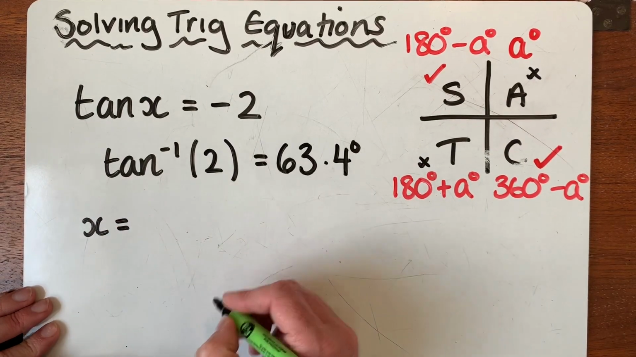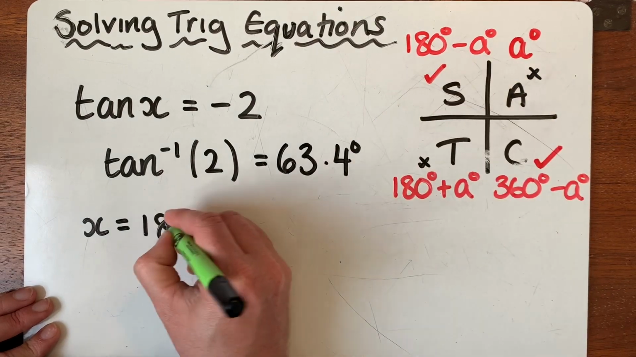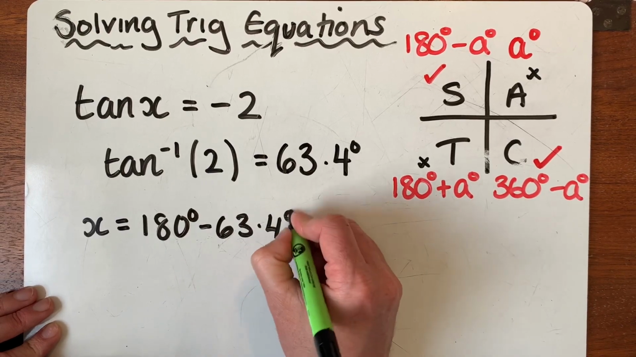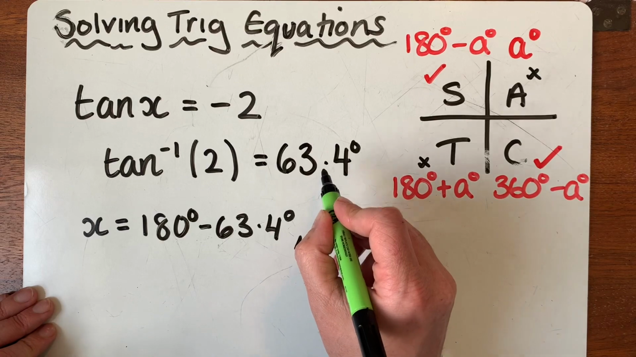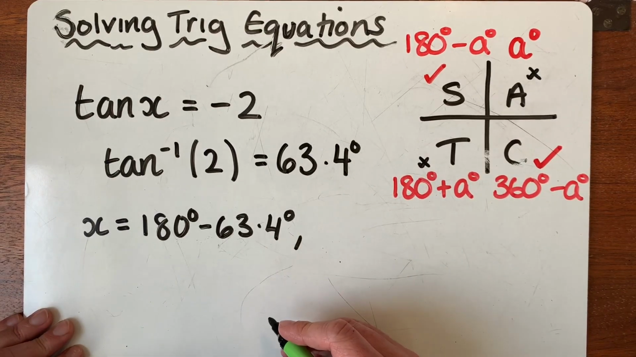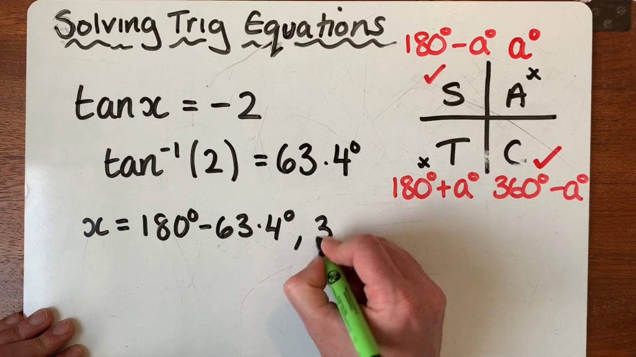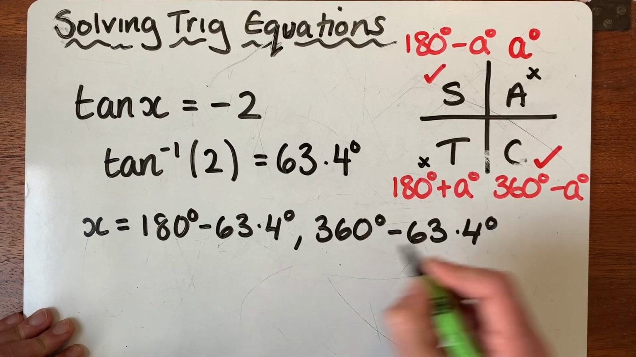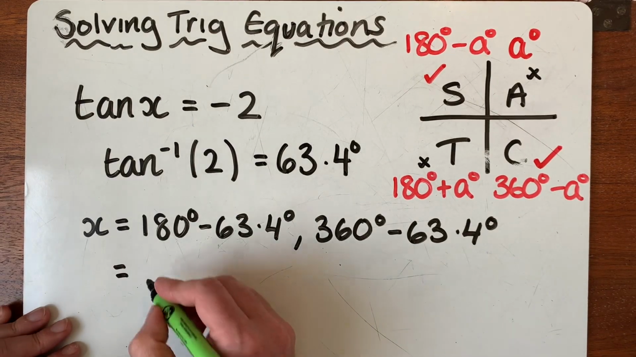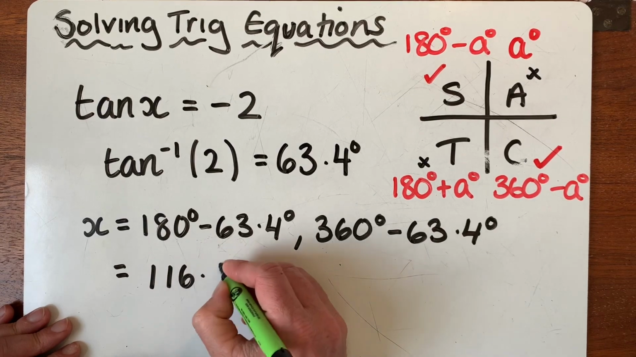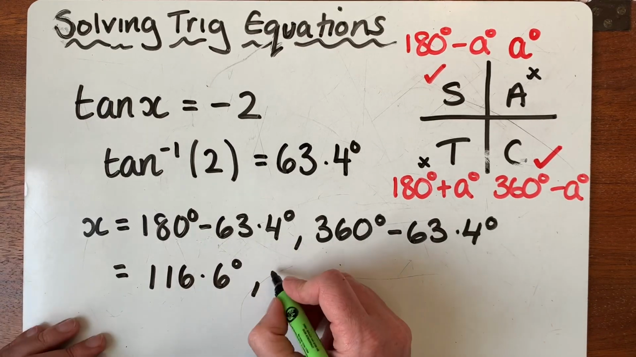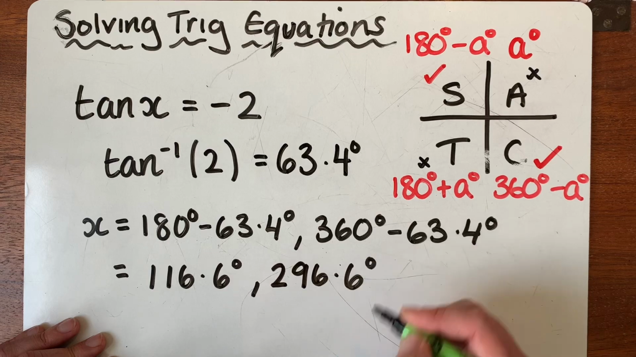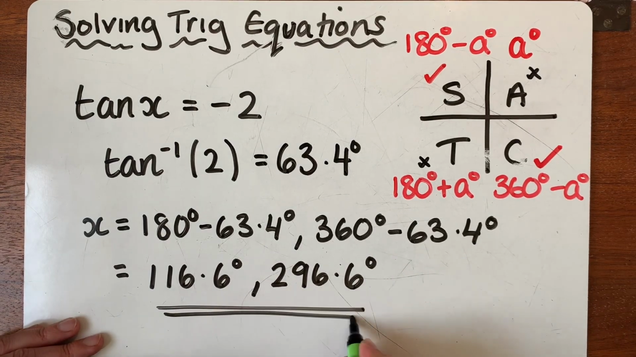So my answers are going to be 180 degrees minus this value that I got on my calculator, 63.4 degrees. So whilst this isn't one of the answers, it's absolutely crucial to help me find the answers. The other solution I want is in the fourth quadrant, and you can see the little rule there, 360 minus this 63.4 degrees. This gives me two solutions. It gives me 116.6 degrees and 296.6 degrees. Okay, and these are the two solutions to that first problem.